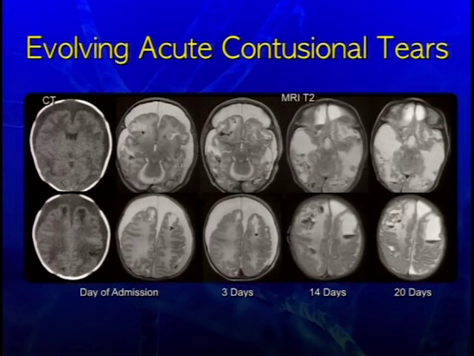These can evolve over time, and it's good to know about the evolution. This child was fairly unstable during the course, so he remained in the hospital for 20 days. And you can see how these injuries evolve from the day of admission, 3 days later, 2 weeks later, and then almost a month later.